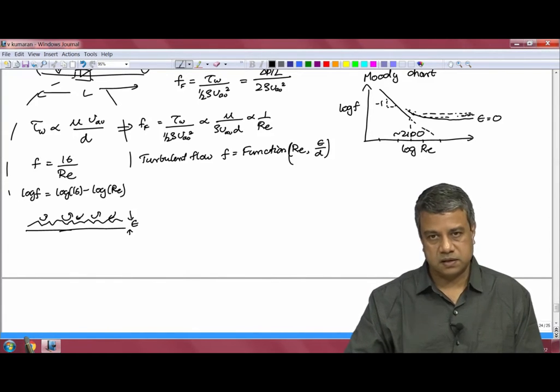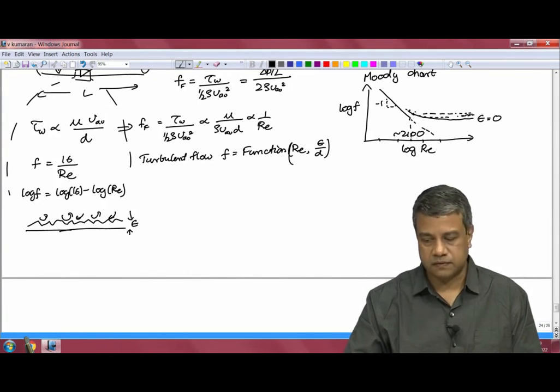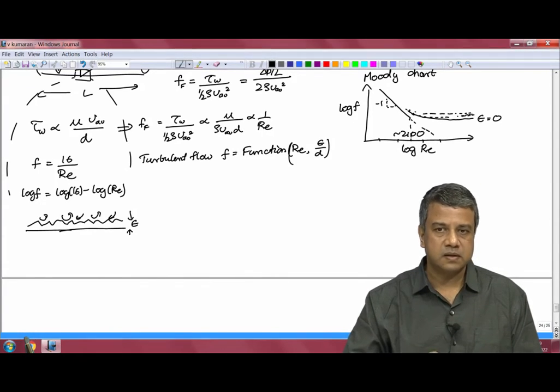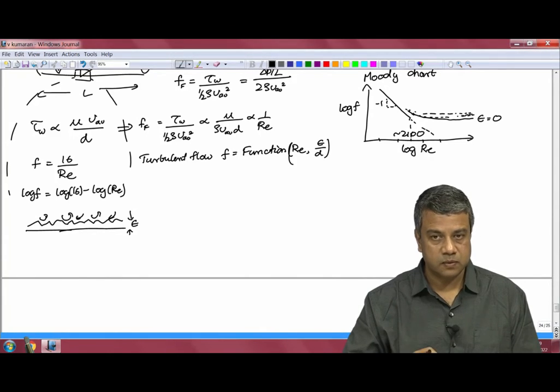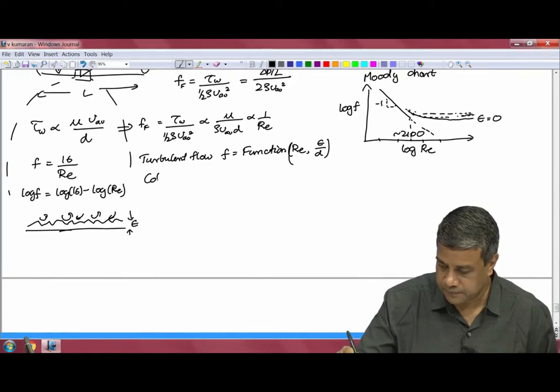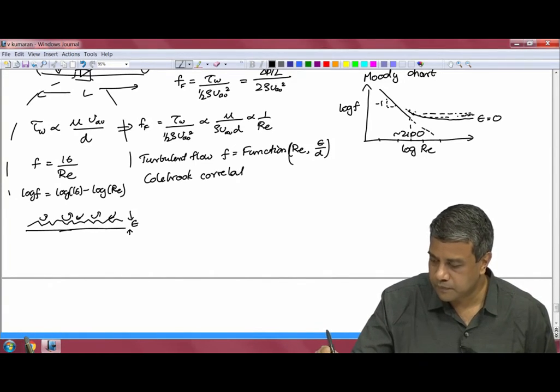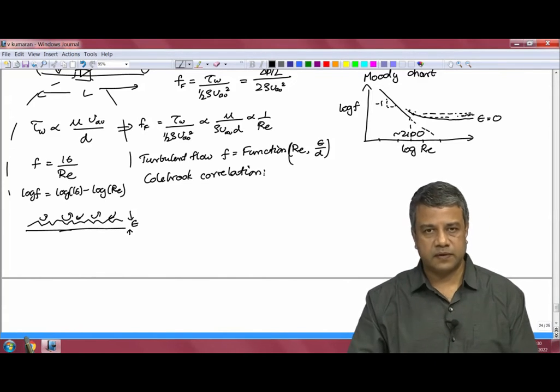There are also correlations for the friction factor in a turbulent flow. I will just go through one of these, a classical correlation, only because it is relatively easier to manipulate. There are more exact correlations available, which contain more parameters and which do a better job of reproducing what is seen in experiments. I will just discuss one of the classical ones, which is called the Colebrook correlation for the friction factor in a pipe flow.